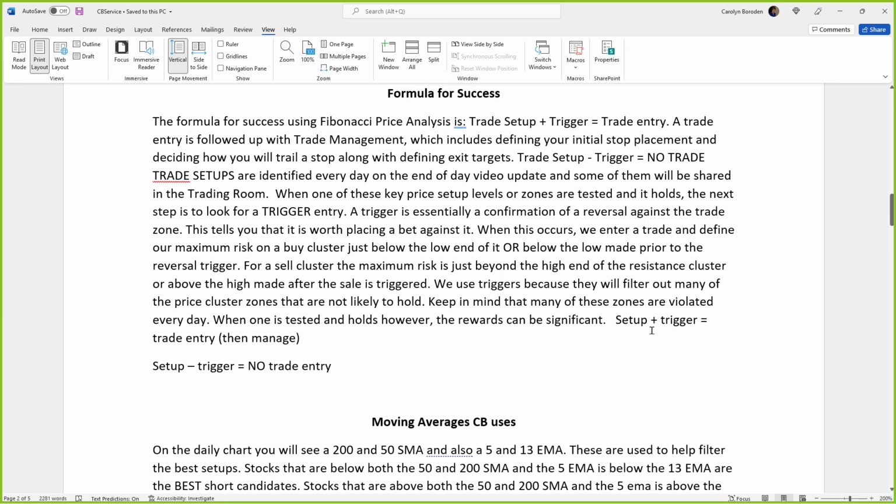Now, one of the other things you have to remember is that many of the zones are violated every single day, and that's why we use triggers, because the triggers will help filter you out of quite a few of the zones that will never ever hold. So anyway, setup plus trigger equals trade entry, and then you manage it. That's the formula to make money with this work.